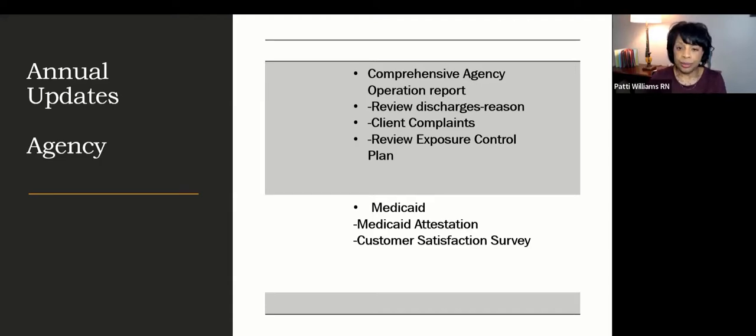For those of you that do Medicaid, there's a Medicaid attestation form that you need to fill out each year. It's a one-page form. I don't know, you should be familiar with it, but it says something like, we did our customer satisfaction survey.